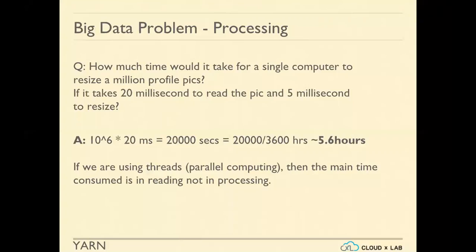So 1 by 50 is the 20 milliseconds. Okay. 1 by 50, because a millisecond is basically 1 by 1,000 of a second. 1,000 milliseconds is equal to 1 second.